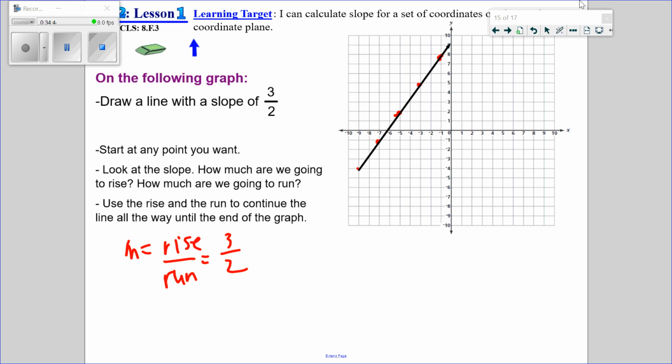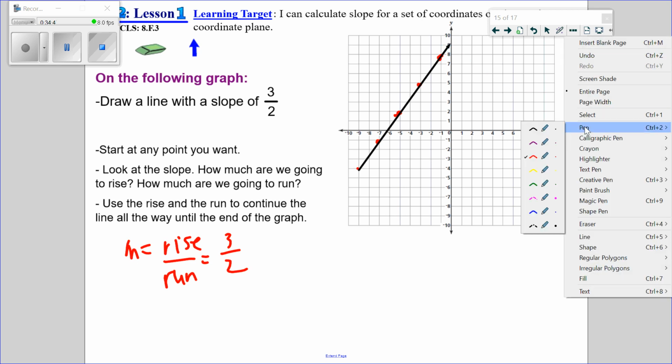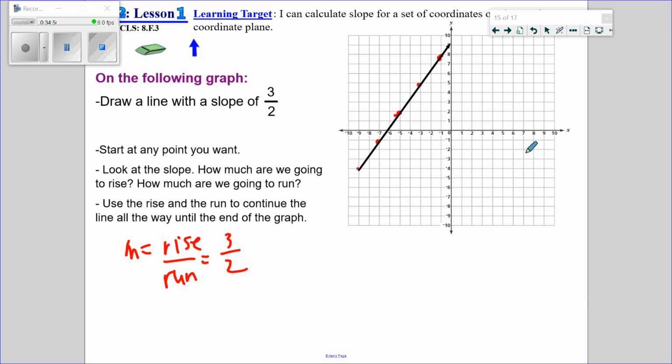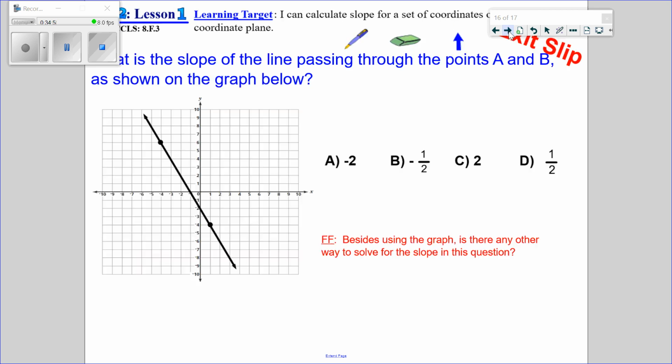Okay. Now we'll come back to our ink. And you'll see there's an arrow at the end of the line. Let's go to the next slide. We're at our exit slip. What is the slope of the line passing through points A and B as shown on the graph below? If I look at the graph from left to right, it's decreasing. So it's definitely going to have a negative slope. So I do not need this one because it's positive and this one is positive. C and D are out. Just by looking at the picture, I could tell it's going to be a negative slope. So I went from 4 choices down to 2.